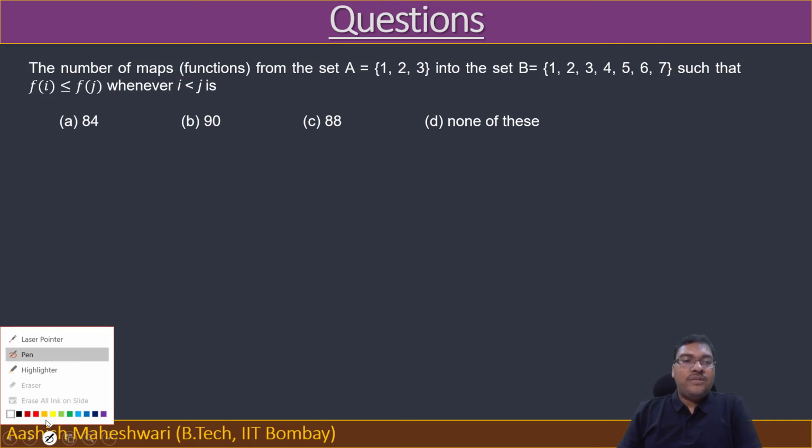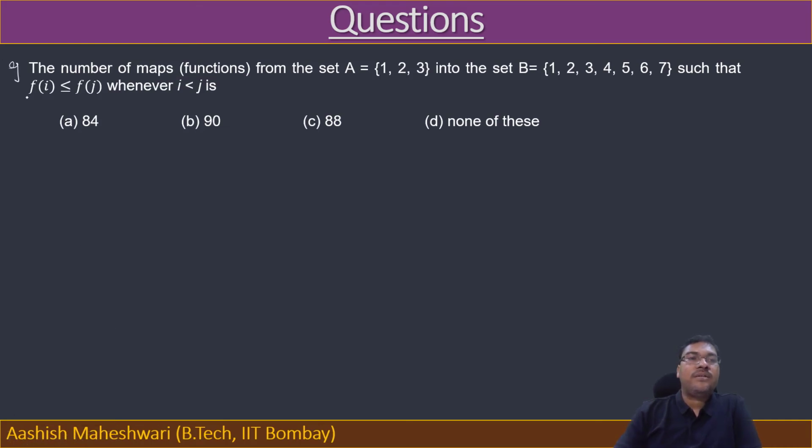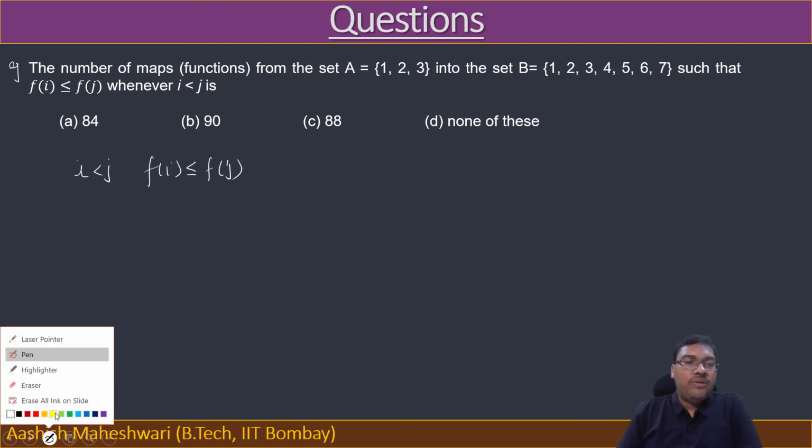So let's take one more question. This is the general question. The question here is the number of functions from set A, which is {1, 2, 3}, into set B, {1, 2, 3, 4, 5, 6, 7}, such that f(i) is less than or equal to f(j) whenever i is less than j. That means if I take any two values i and j with i less than j, then the value at x equal to i should be less than or equal to the value at j. Correct? So let's give it a try.